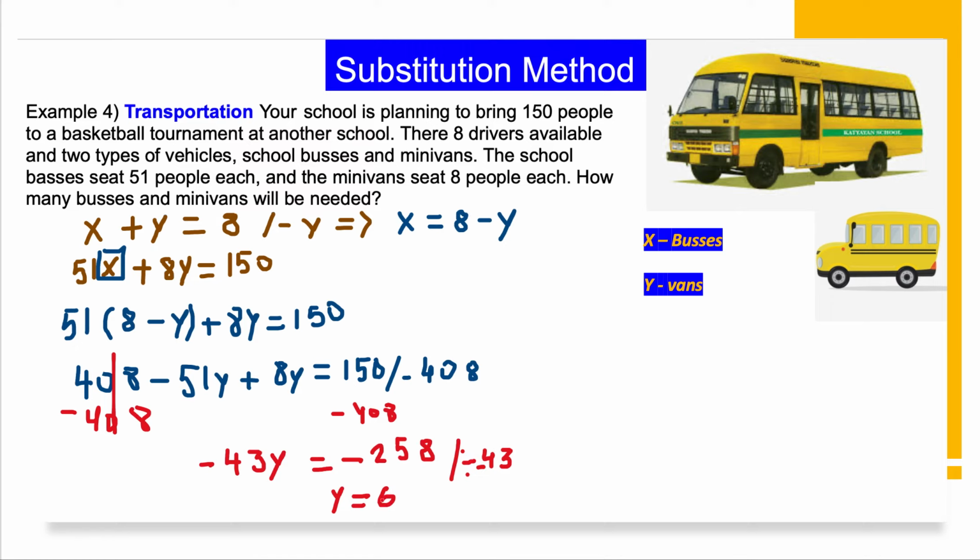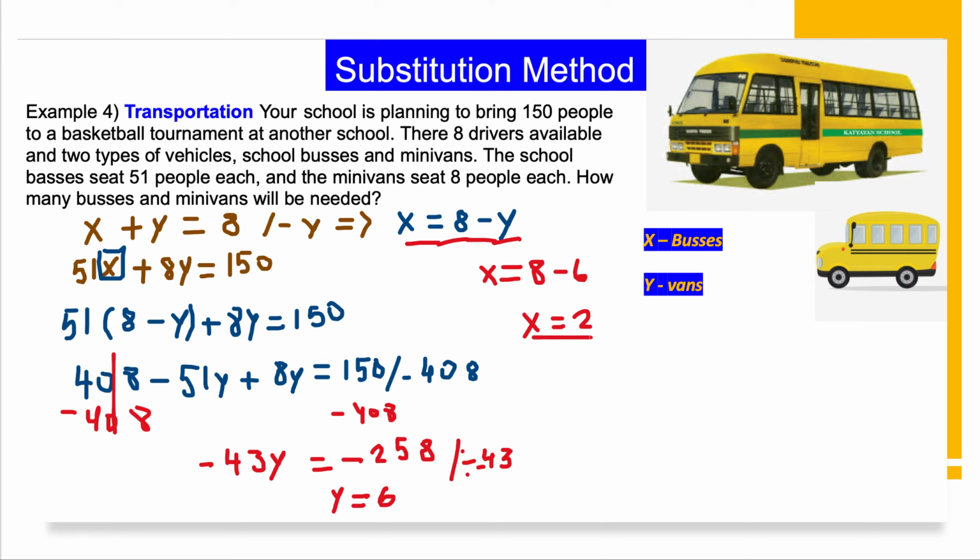What does it mean? It means we needed to transport 6 minivans. So 6 minivans. But now I have this equation here, and I want to know how many buses we have to take to fill with the people. So x is equal to 8 minus y. But instead of the y, I am plugging in 6, because y is 6. So x is equal to 2.